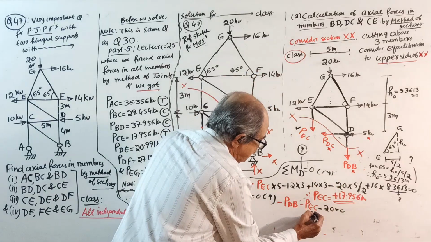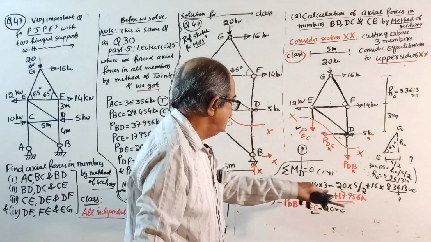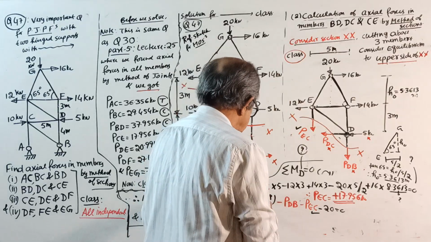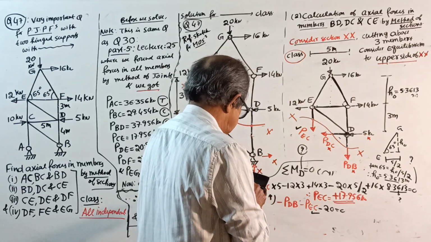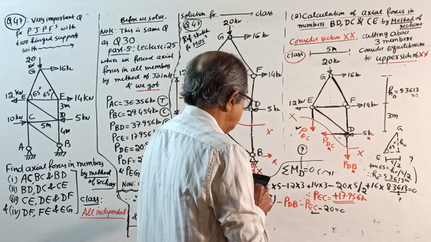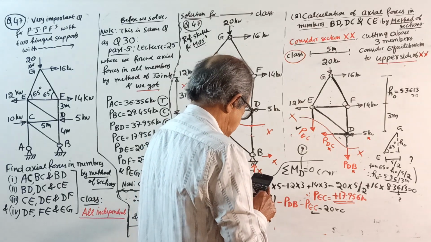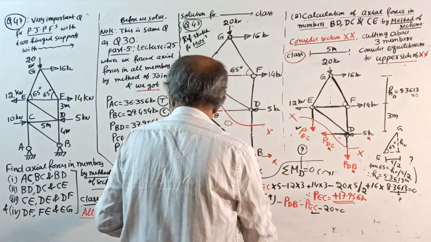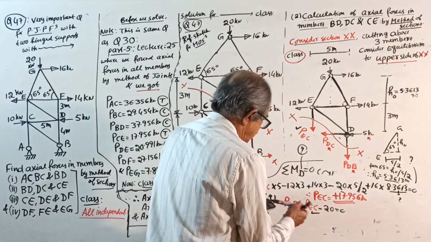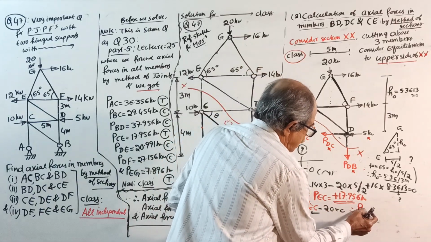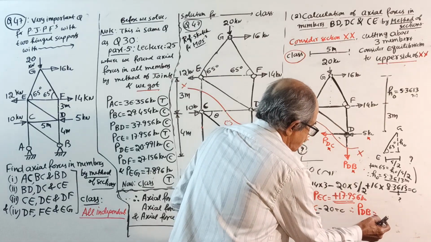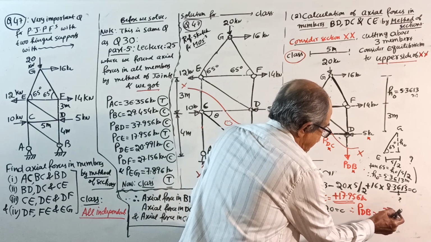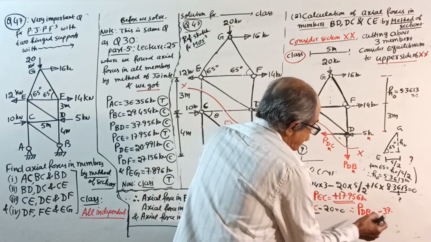Substitute for PEC, which is already known. What you will get? Minus PEC, minus 17.956. Then minus 20 will give you minus 37.956. PDB is minus, so you will get PDB equal to minus 37.956 kilonewton.